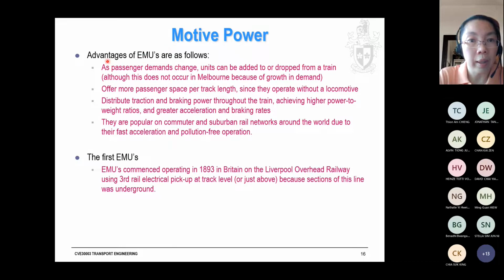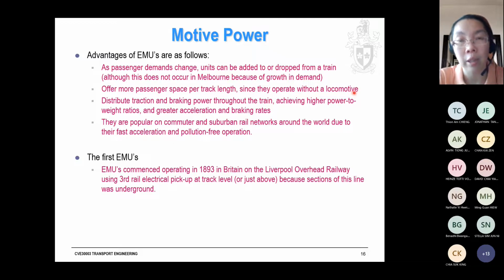All right, so if we look at the advantages of having EMUs, the electric multiple units, when passenger demands change, units can be added or dropped from a train. This doesn't usually happen unless passenger demand changes, and therefore the rail company may want to change or rearrange the transit schedule, and then rearrange the resources they have, which is the train itself. And it can offer more passenger space per track length since they operate without any locomotive.